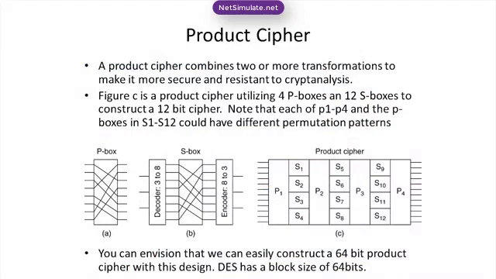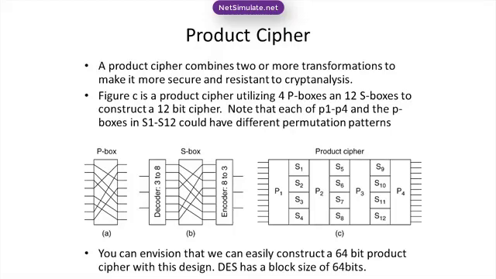A product cipher combines 2 or more transformations to make it more secure and resistant to cryptanalysis. Figure C on the right-hand side here is a product cipher utilizing 4 P boxes. In between are 12 S boxes to construct a 12-bit cipher. Note that each of the P1 and P4 P boxes, and the P box inside each of those 12 S boxes, could have a different permutation pattern inside. You can envision that we can easily construct, by stacking up all these 12-bit patterns, a 16-bit product cipher with the same design.